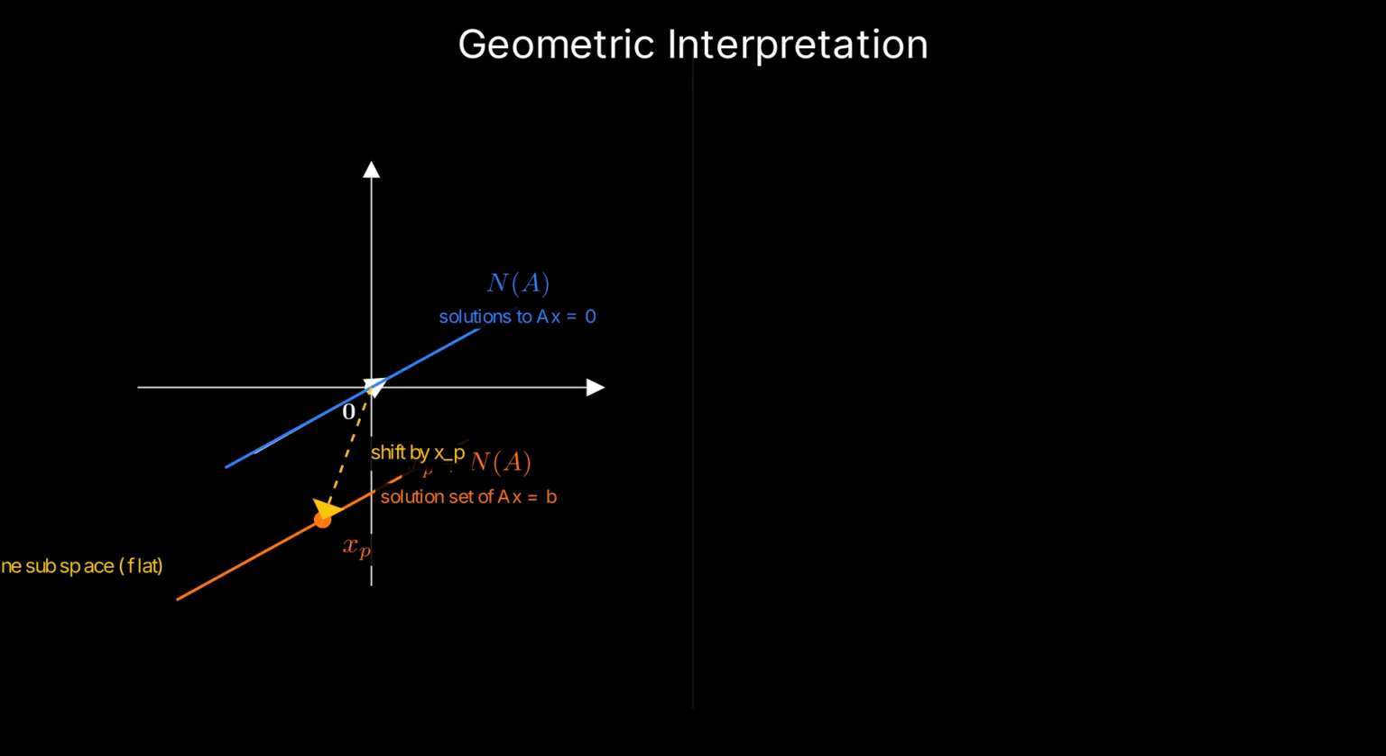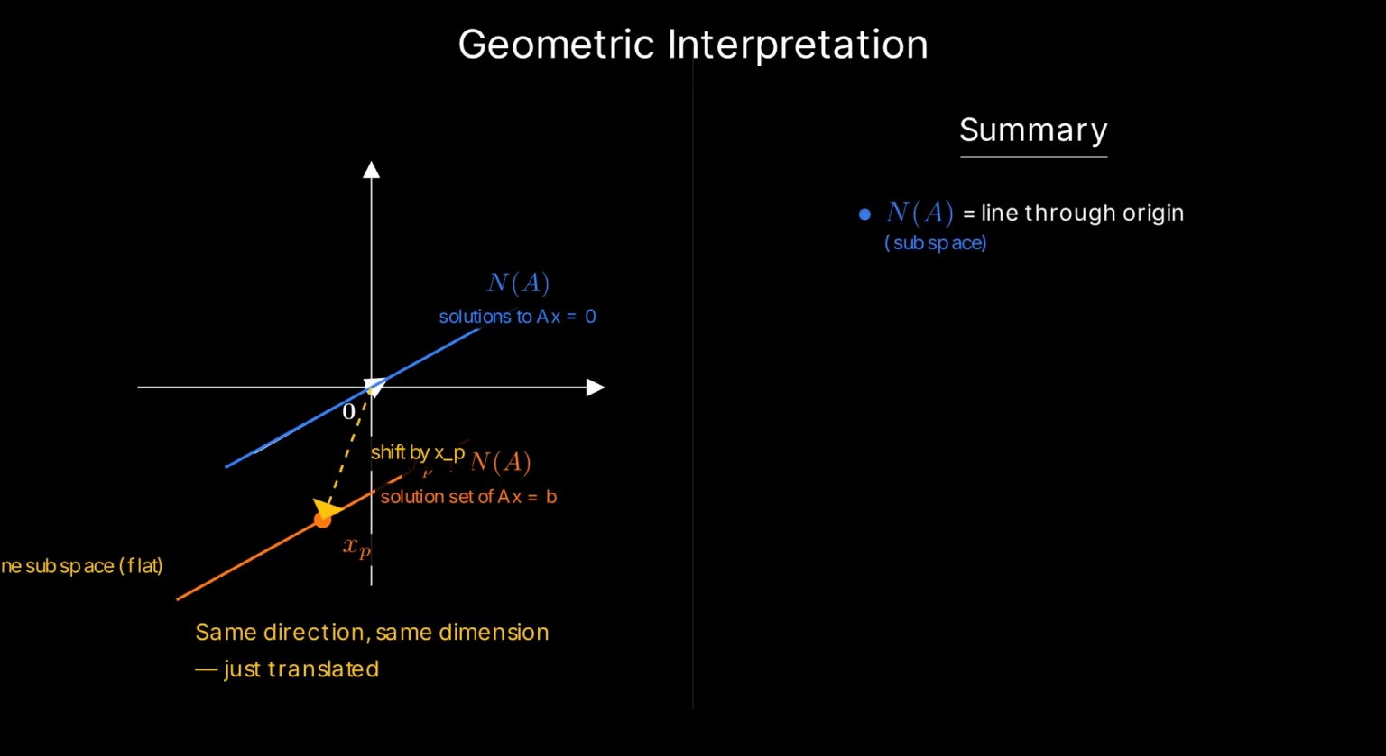This object is called an affine subspace or a flat. It has the same shape and dimension as the null space, just translated away from the origin. Same direction, same dimension, just translated. Now let's summarize. The null space is a line through the origin. It's a subspace. The solution set is a parallel line through x particular. It's an affine subspace, also called a flat.